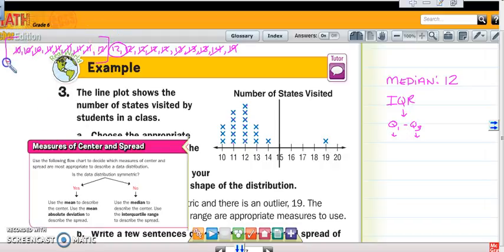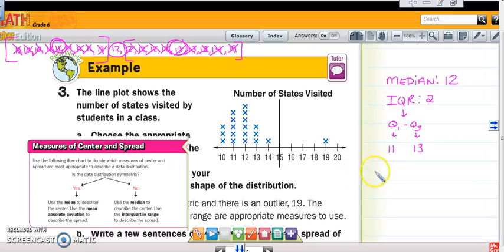Okay, now we need to find my interquartile range. So that means I need a quartile 1 and quartile 3. So counting 1, 1, 2, 2, 3, 3, 4, 4. Beautiful. And again from the other side, 1, 1, 2, 2, 3, 3, 4, 4. Great. So remember, interquartile range, we're going to subtract. So 13 minus 11 is 2.